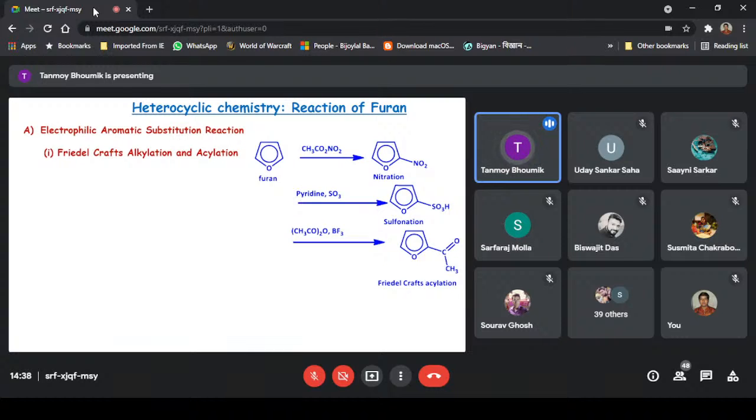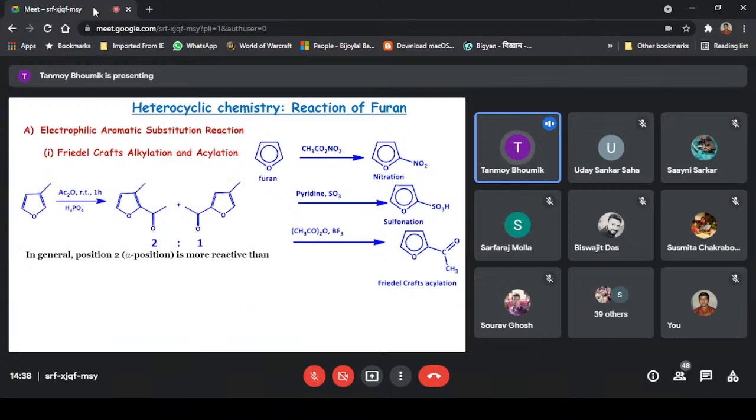There are also acetic anhydride and BF3. BF3 is the Lewis acid, and acetic anhydride with BF3 does the acylation of the furan and gives the acylated furan product. There are two types of products. Whenever acetic anhydride in phosphoric acid at room temperature is used, two types of products are formed, and the ratio of these two is 2:1. So the alpha position is more reactive than the other positions, and this is another thing.